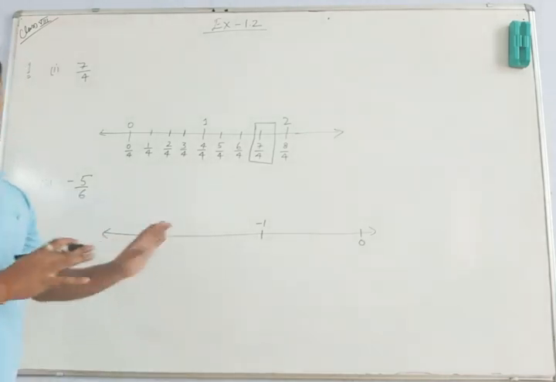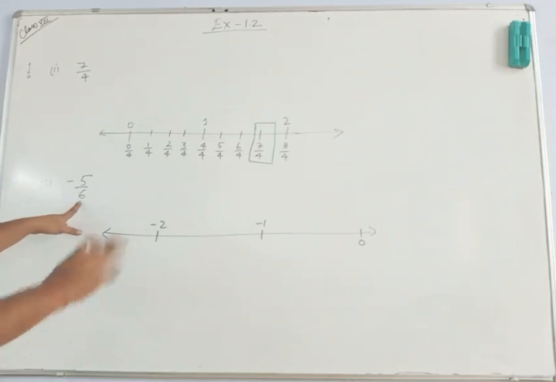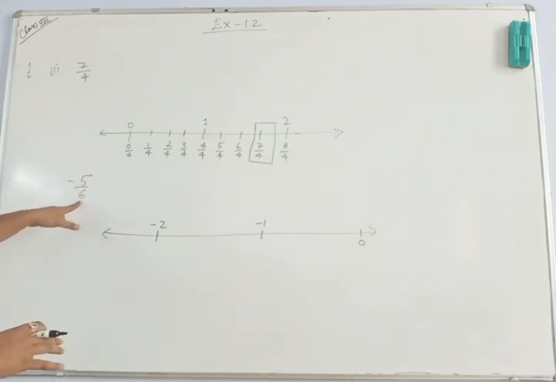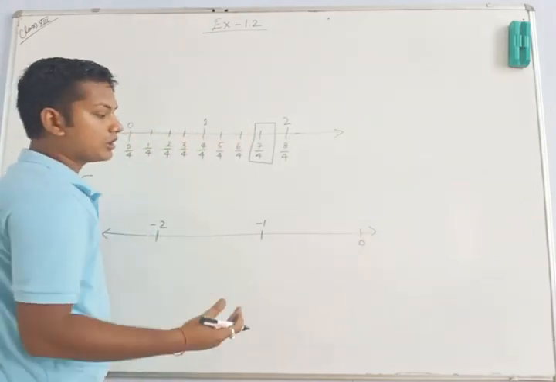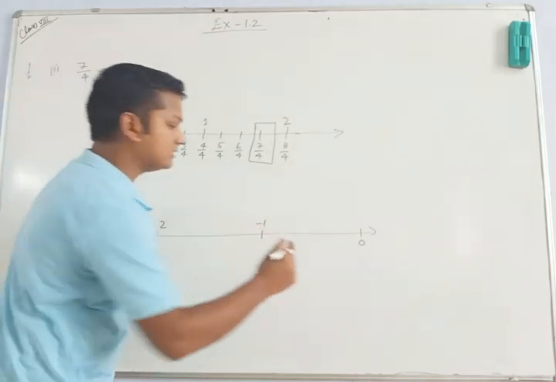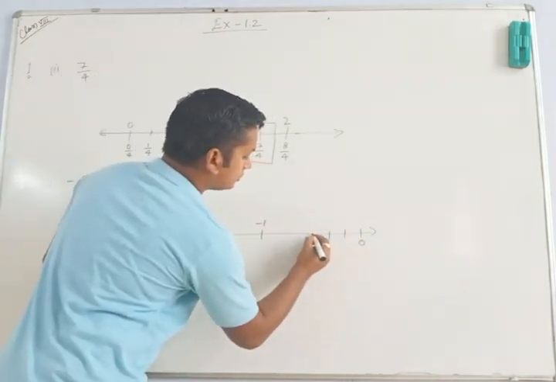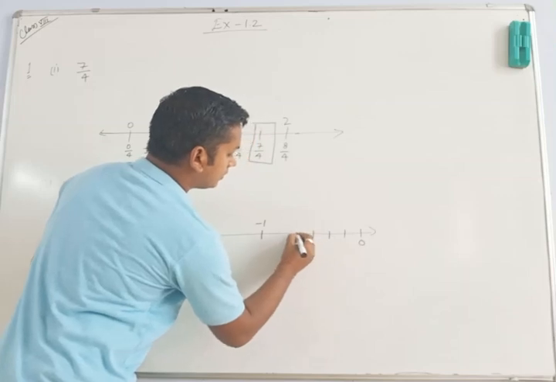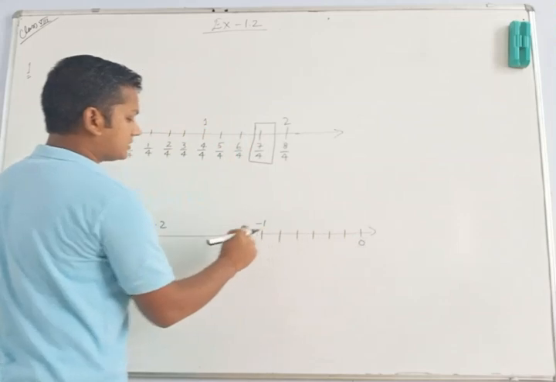Only then can we call it a number line. Now divide every unit into 6 parts. For 6 parts, how many lines do I have to put? 5 lines, but at equal distance. So minus 1, 2, 3, 4, 5. Now 6 parts: 1, 2, 3, 4, 5, 6.